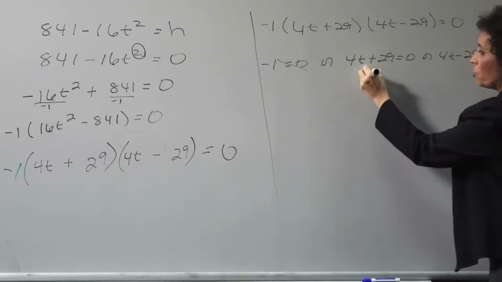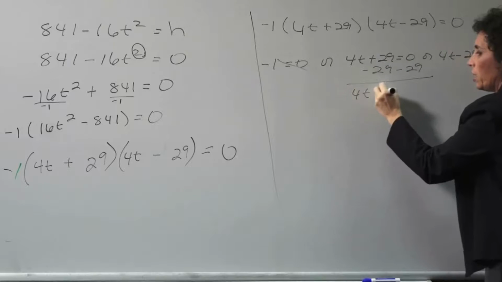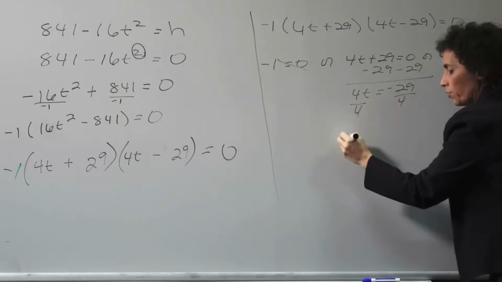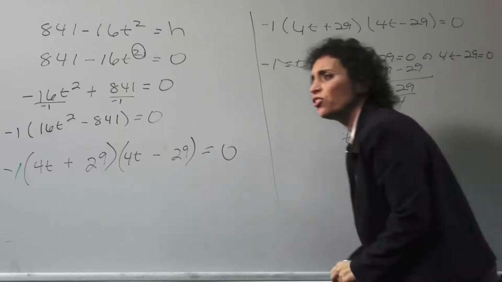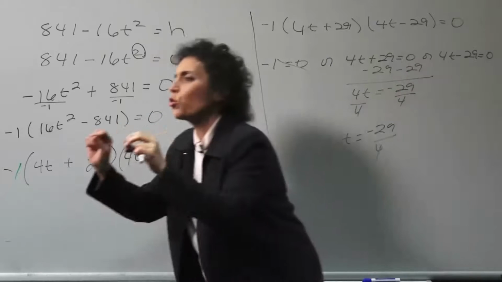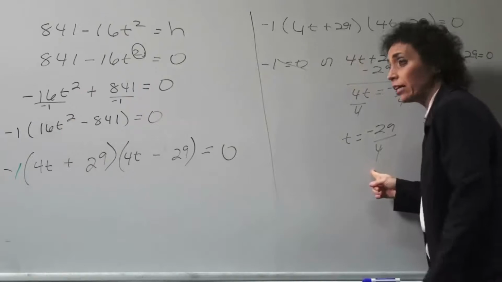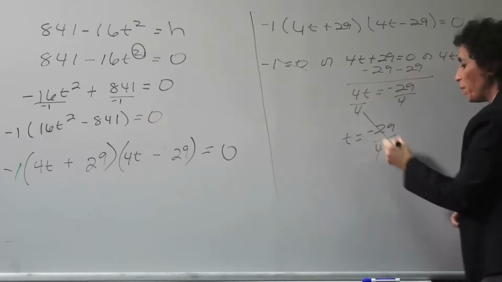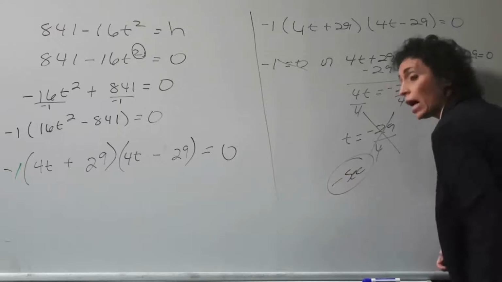Subtract 29 from both sides. 4t equals negative 29. Divide by 4. t equals negative 29 fourths. Remember what t is. t is measured in seconds. Tell me why this is an extraneous root. Listen to this, I love this word. An extraneous root means we have to chuck it. It's not good for us. It's a root that came out of the problem, but it's impossible because that's negative seconds. Negative seconds is not happening.